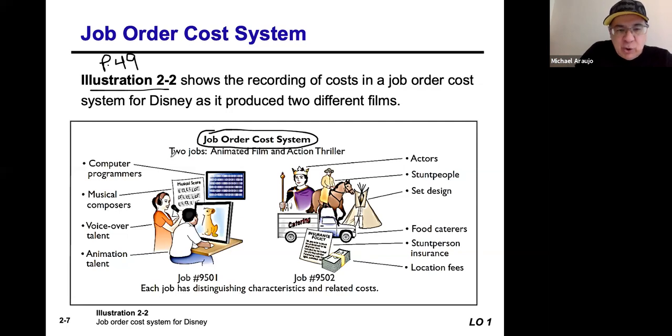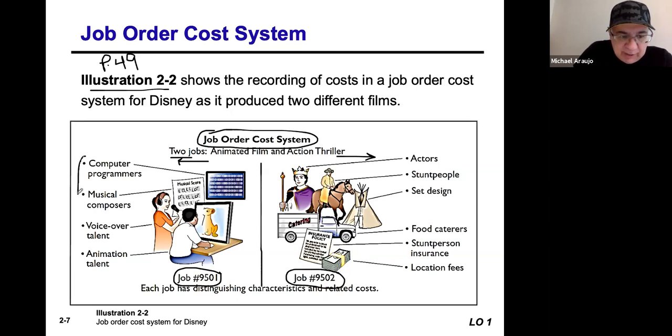Here are two specific jobs. On the left side, they're making an animated film. On the right side, they're making an action thriller. What they're going to be doing is assigning this movie a particular job number, separate from the action thriller, which has its own job number. All of the costs that are involved in making that movie are going to be assigned to that job. And this is basically how a job order cost system works.